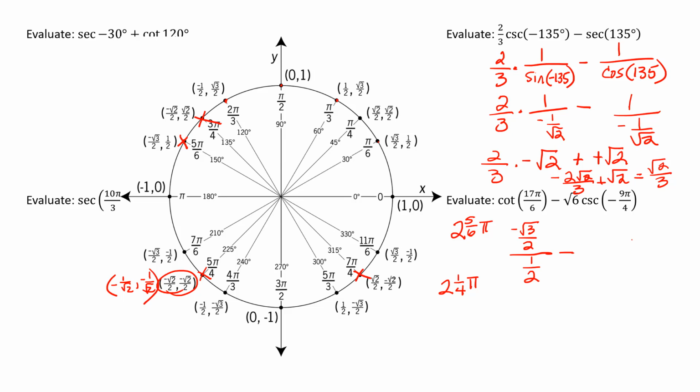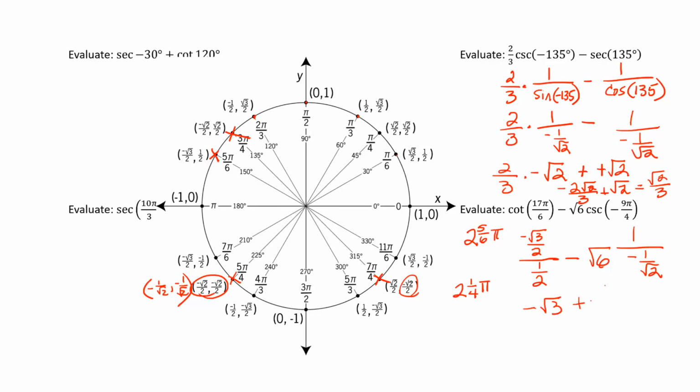And we're looking at cosecant. So square root of 6 times 1 over the sine of that. So sine is the y-coordinate, so negative 1 over the square root of 2. So we have negative square root of 3 over 2 over 1/2, which is just negative square root of 3. So that is plus square root of 6 times square root of 2, which is negative square root of 3 plus square root of 3 times square root of 2 times square root of 2. So that is just negative square root of 3 plus 2 square root of 3, which is square root of 3.